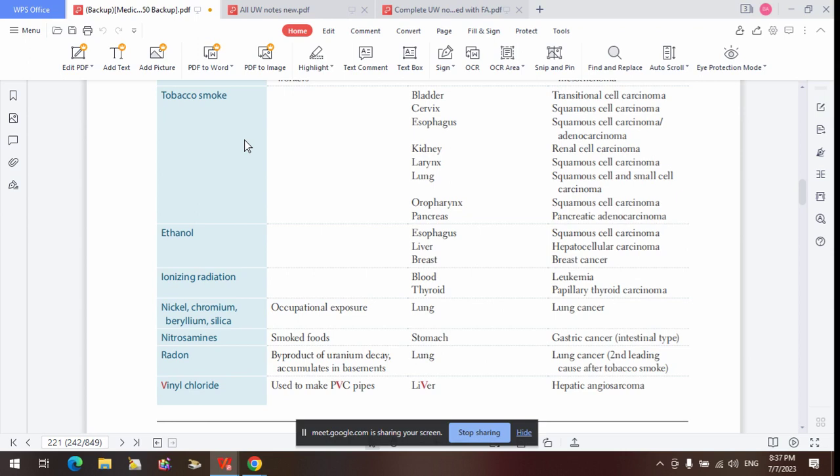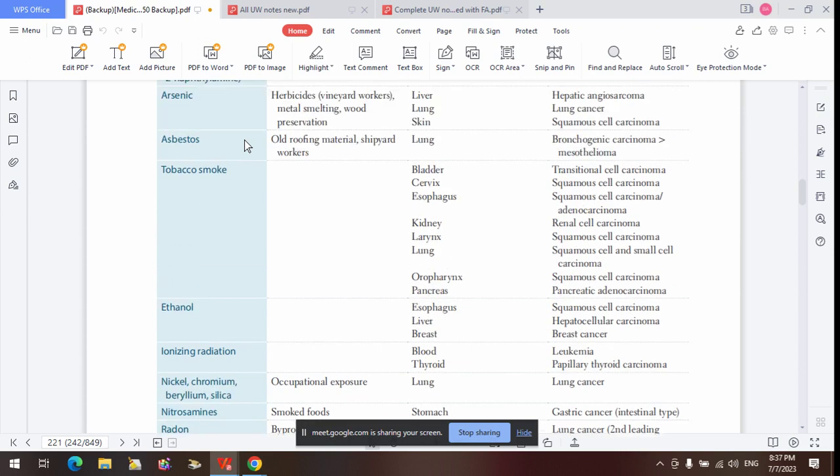So bladder, pancreas, kidney, very high yield for smoking. Especially kidney, renal cancer. People that smoke can develop renal cancer. People that smoke can develop bladder cancer, both the squamous and the transitional cell type. So transitional cell carcinoma and squamous cell carcinoma of the bladder can come from smoking. Pancreatic adenocarcinoma can come from smoking. Renal cell carcinoma can come from smoking.